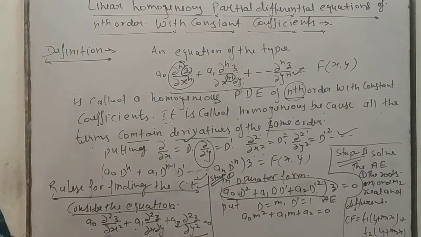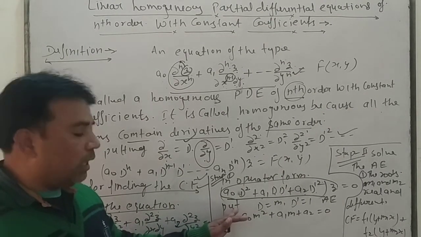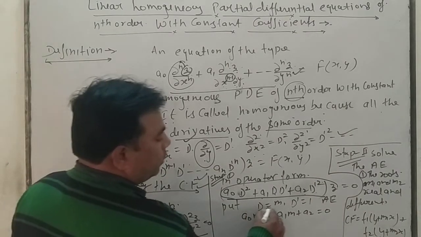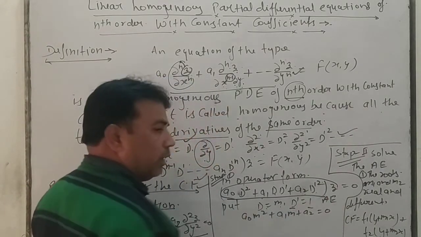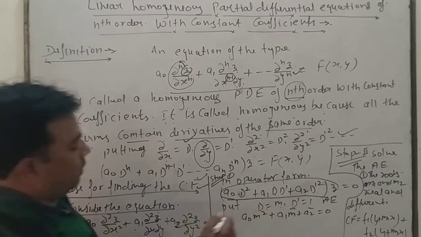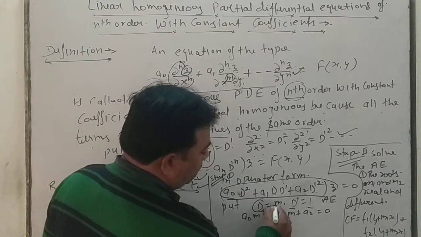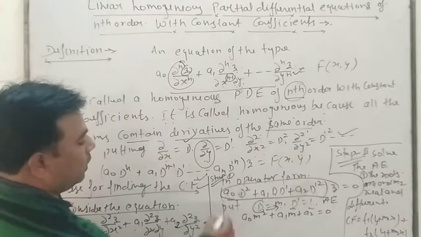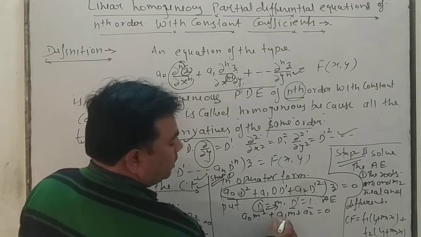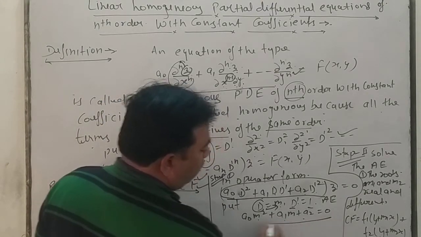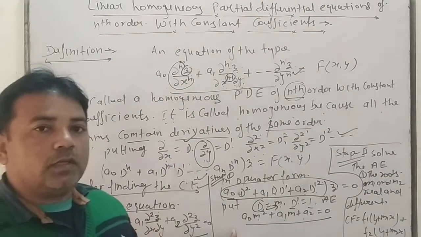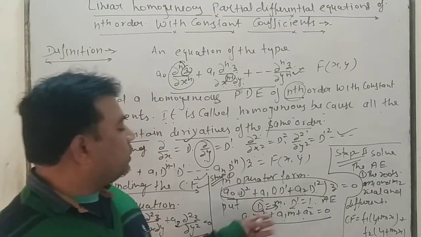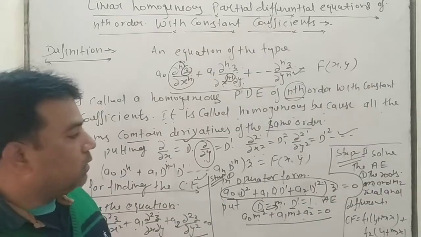After you get the operator form, you get the auxiliary equation. So put D equal to m and D dash equal to 1. In the operator form, in place of D put m and D dash equal to 1. You get the auxiliary equation a naught m square plus a1 m plus a2 equal to 0. This is a quadratic equation in m, which we normally factorize.